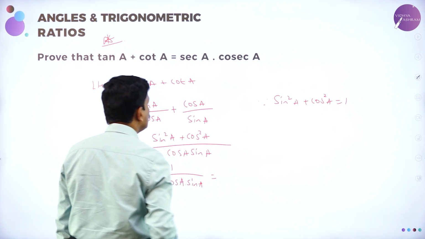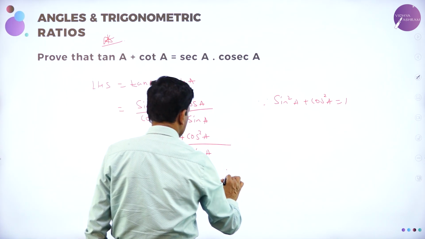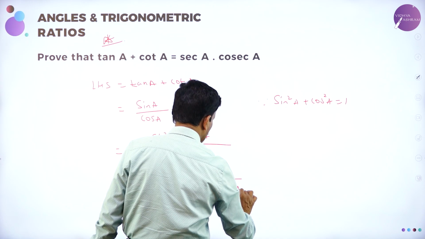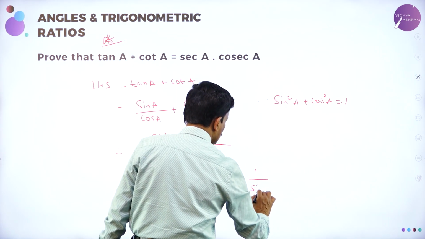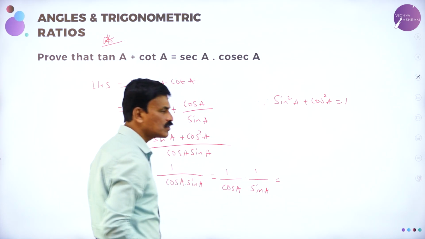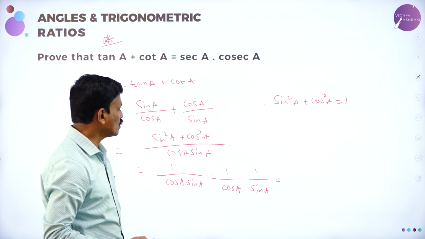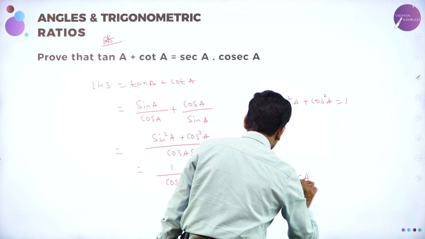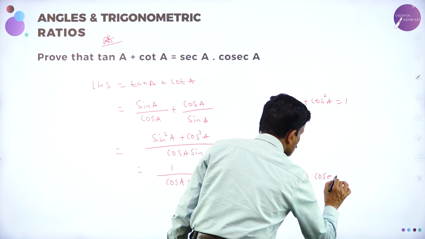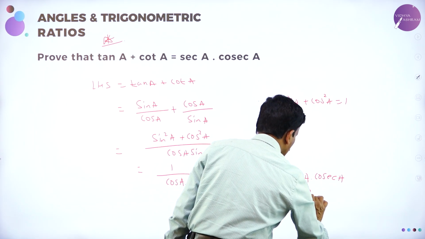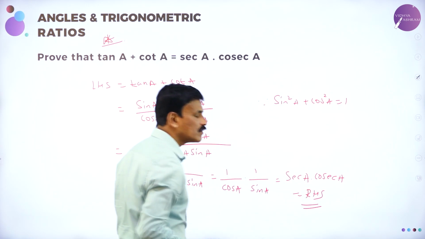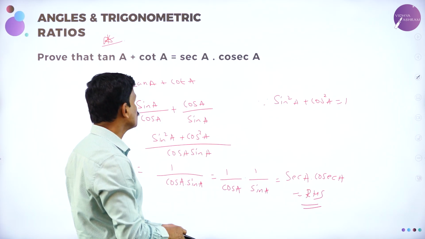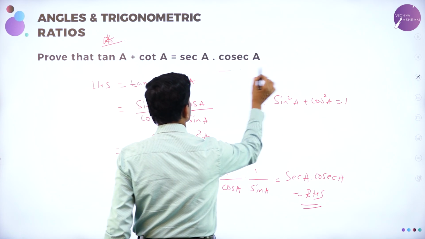Now this can also be written as 1 over cos a into 1 over sin a. What is this equal to? Reciprocal relation for 1 by cos and 1 by sin. 1 over cos a is secant a, into 1 over sin a, which is cosecant a, which is the required RHS. So the required RHS is secant a into cosecant a. This is the answer. That's it.